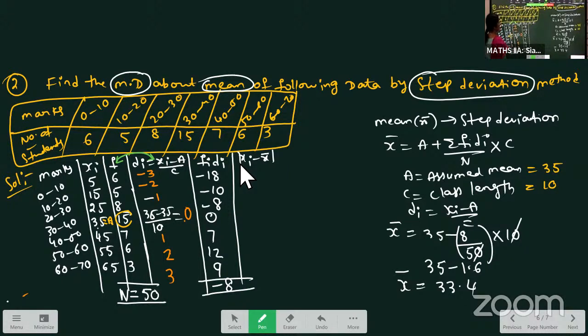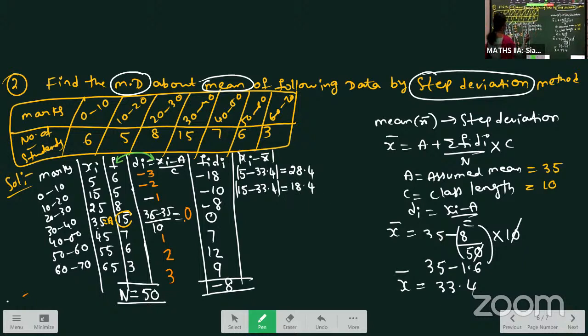Fi, Xi minus X bar. What is the Xi value? 5 minus X bar value, how much did we get? 33.4. Modulus means it makes it positive. So 5 minus 33.4 is 28.4. Next, 15 minus 33.4. If you subtract 10, 10, 10, you will directly get the value. 15 minus 33.4 is 18.4.